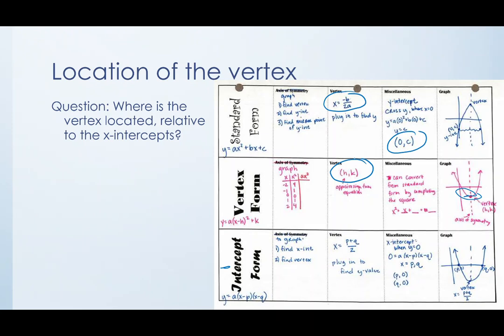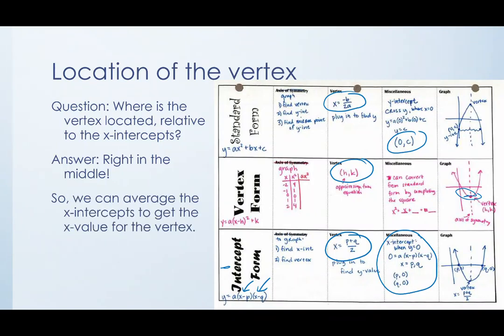Now, intercept form is also very useful. That's your factored form because it will tell you exactly where your x-intercepts are. You just look at what your factors are. And then you say, well, where's the vertex located relative to those x-intercepts? And it has to be exactly in the middle. It has to be halfway because the thing's symmetric, right? So the vertex has to be exactly halfway between the two x-intercepts. So that means you can average your x-intercepts to get the x value for the vertex.